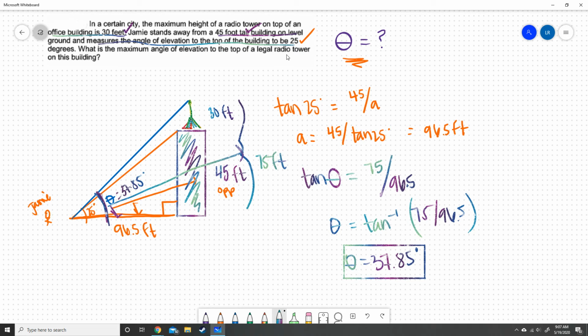Does that make sense? Well, it is bigger than 25 degrees, so that's good. And it doesn't seem like it's outrageously large. So yeah, that sounds like it would be about right.